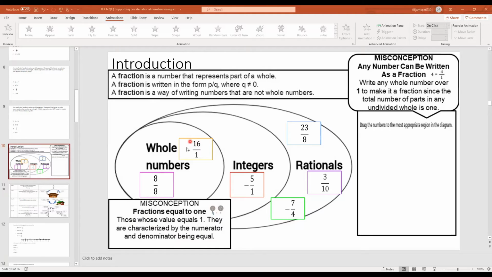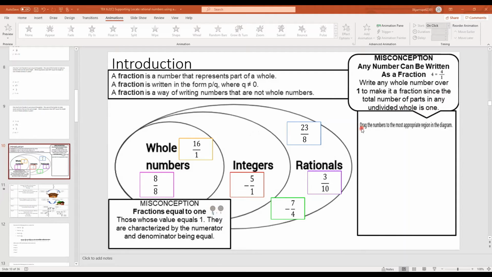Now, 16 over 1 is actually a whole number. It is actually 16 because you write any number over 1 to make it a fraction, since the total number of parts undivided is 1. And the one thing that we are going to address today, and dive in on, are improper fractions.